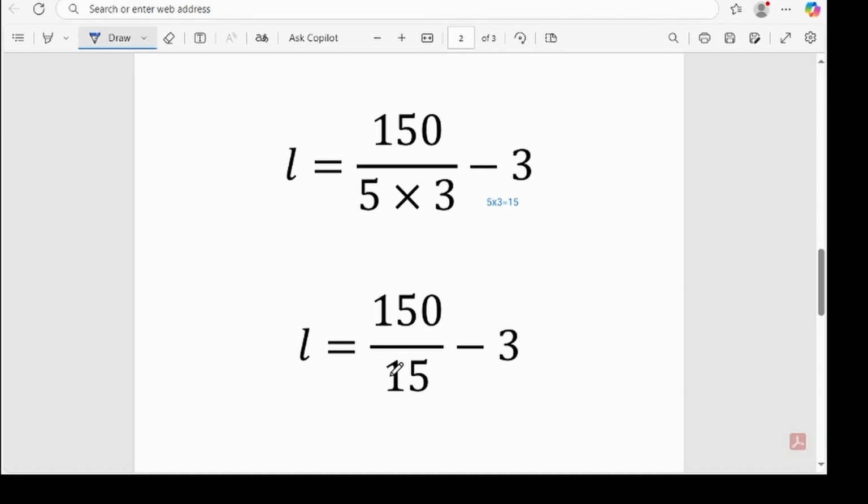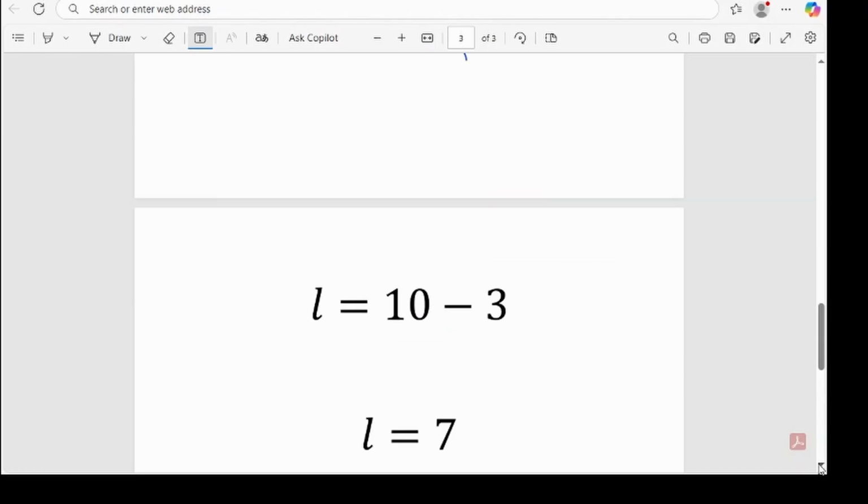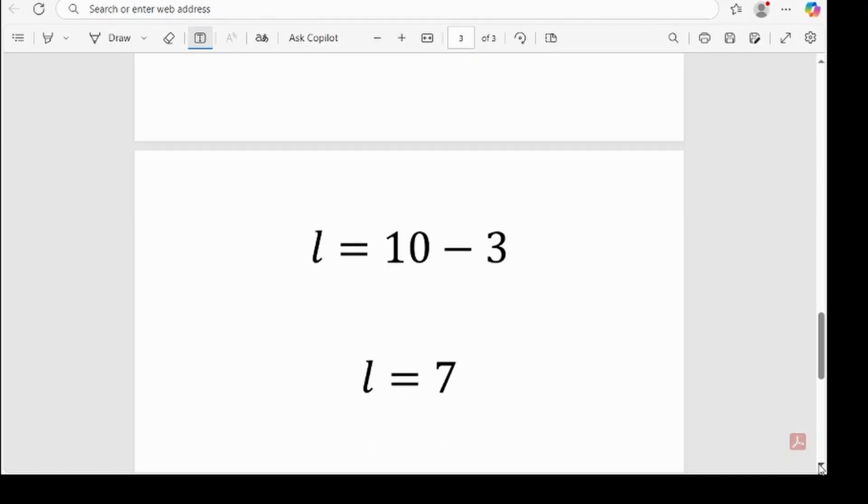15 divided by 15 gives 1, and 15 will go into 150 10 times. So we are going to get our L to be 10 minus 3, which is 7. So therefore our L is 7.